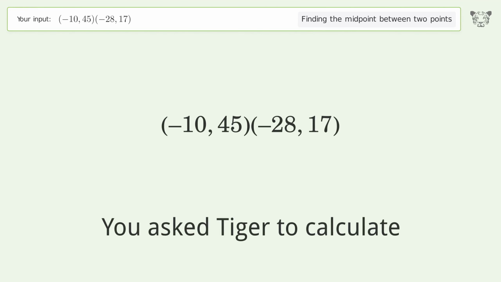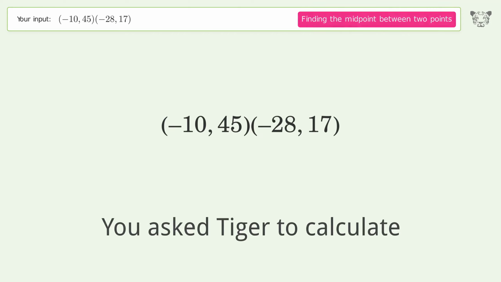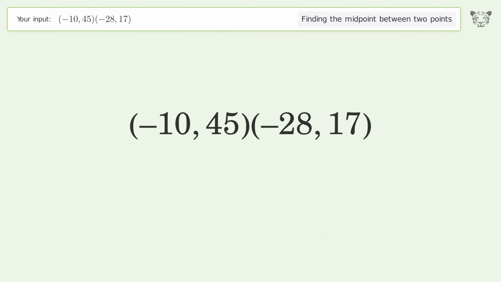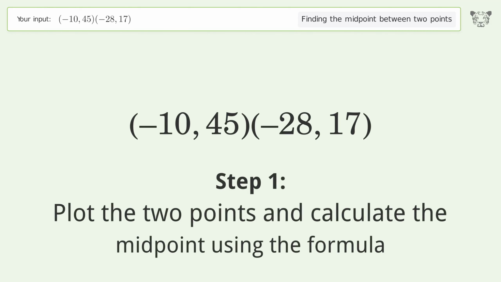You ask Tiger to calculate. This deals with finding the midpoint between 2 points. The midpoint between the 2 points is (-19, 31). Let's solve it step by step. Plot the 2 points and calculate the midpoint using the formula.